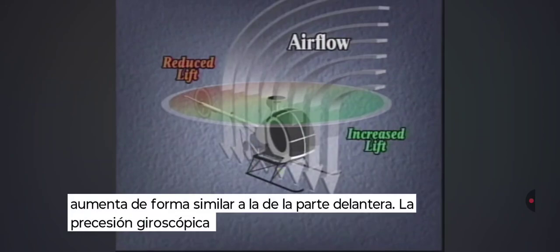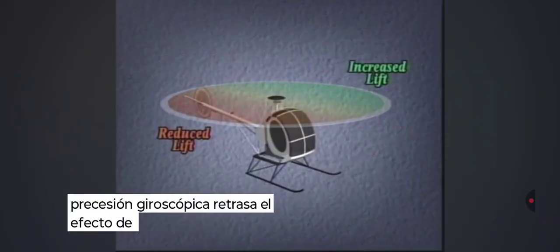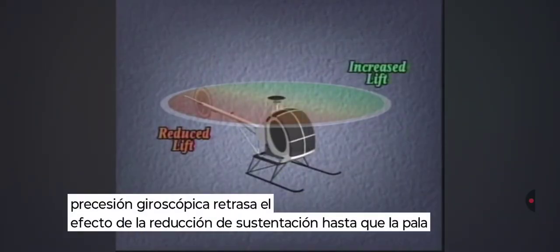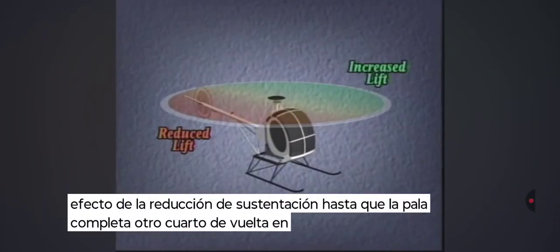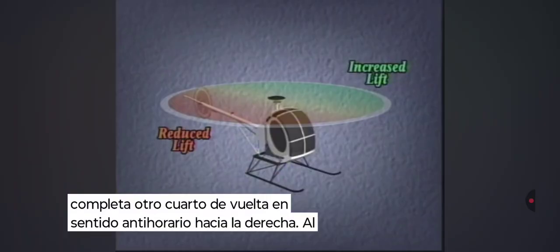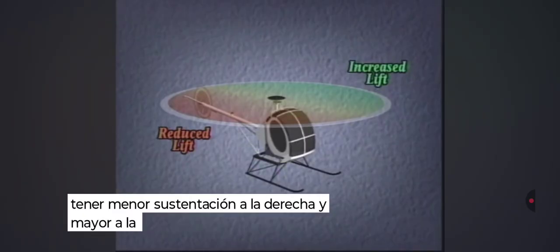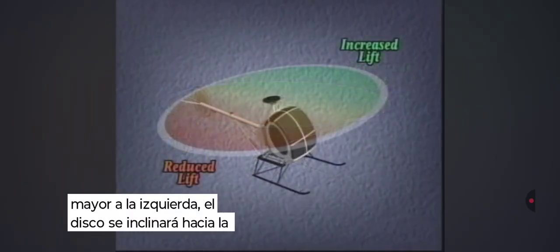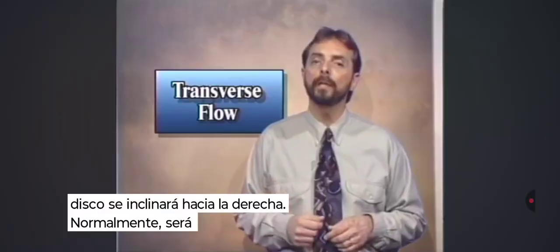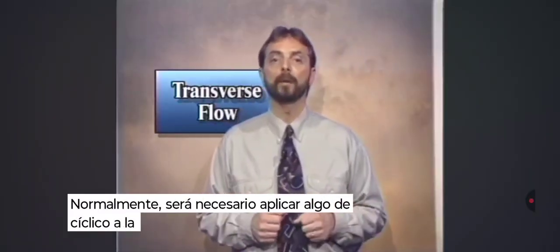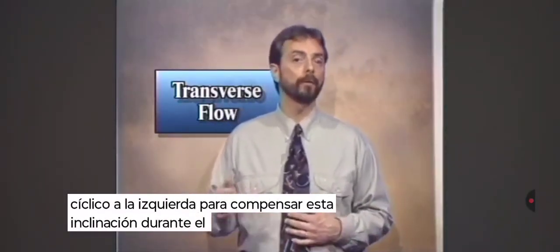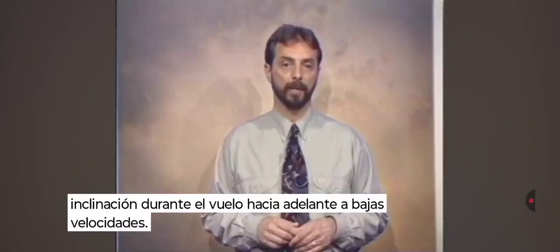Now, gyroscopic precession delays the effect of reduced lift until the blade makes another quarter turn counterclockwise towards the right side. Having lower lift on the right and higher lift on the left will cause the disc to tilt to the right. You'll usually need to apply some left cyclic in order to compensate for this tilt when in forward flight at low airspeeds.